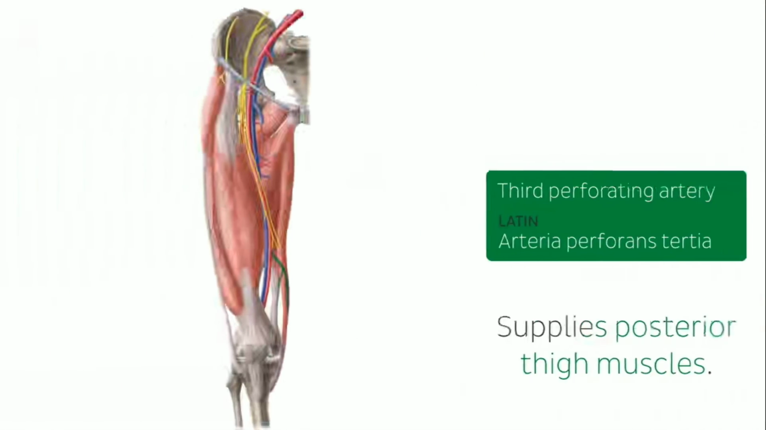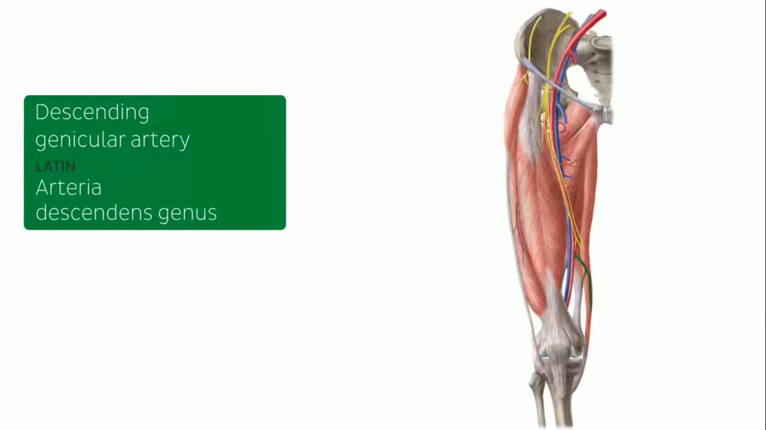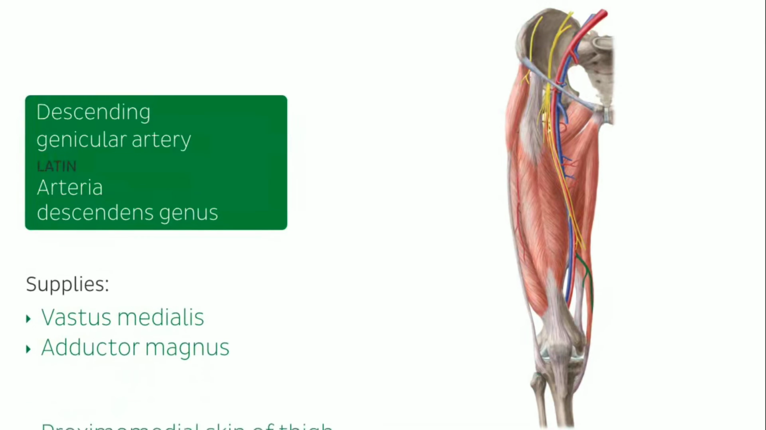The final branch of the femoral artery we'll talk about is the descending genicular artery. This artery is the most distal branch of the femoral artery and arises just proximal to the adductor hiatus. The descending genicular artery descends within the vastus medialis muscle, which has been removed in this illustration to show the artery here. This artery and its branches supply the vastus medialis and adductor magnus muscles, as well as the proximal medial skin of the thigh.